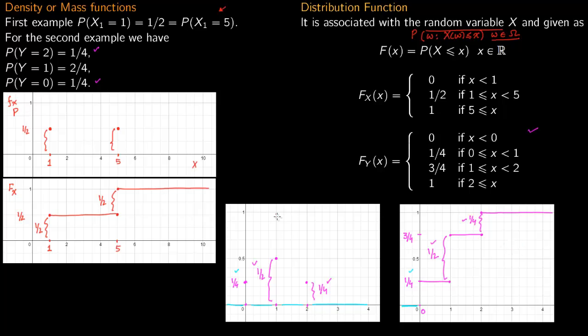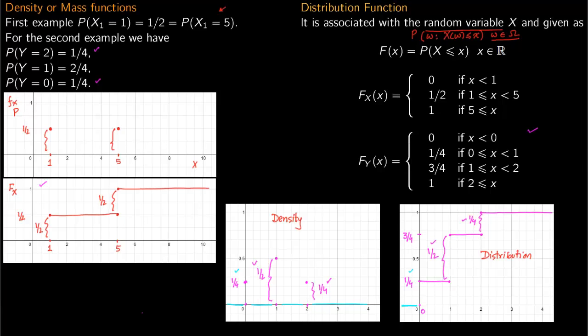So notice the difference. This is the density function or mass function, and this is the distribution function. The distribution function is cumulative, and the distribution function lies between 0 and 1. So these two should be clear. Now let us focus on a very important property of the distribution function, and that property is the right continuity.